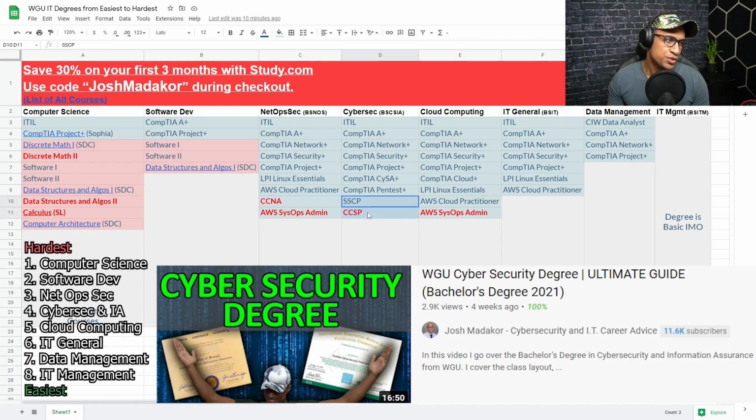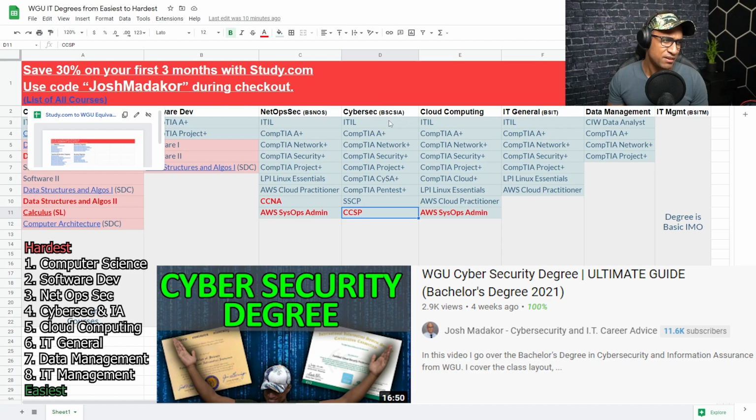And these two certs, SSCP and CCSP, are offered by ISC Squared. I haven't taken either one of these. I've taken CISSP offered by ISC Squared. That was quite hard, to be honest. That was quite hard for me. And I've heard CCSP is pretty hard as well, which is why I colored it red.